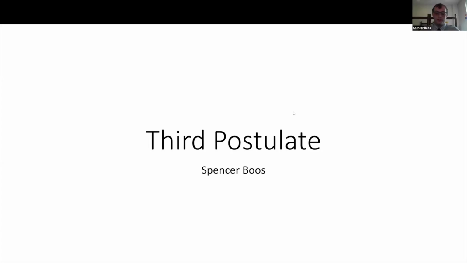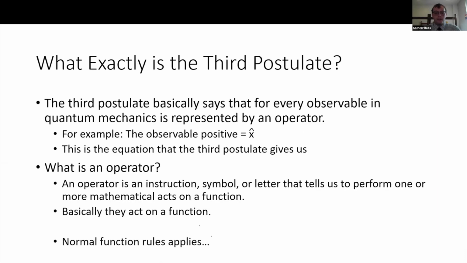Awesome. So we're going to go over the third postulate of quantum mechanics, and this is basically where the word quantum comes from in quantum mechanics. So what exactly is the third postulate, you might ask? The third postulate says that every observable in quantum mechanics is represented by an operator. So for example, for the observable position, X hat would be our operator.